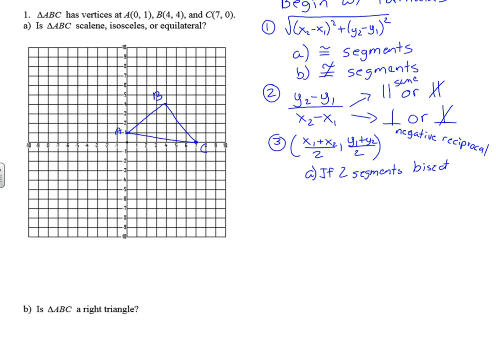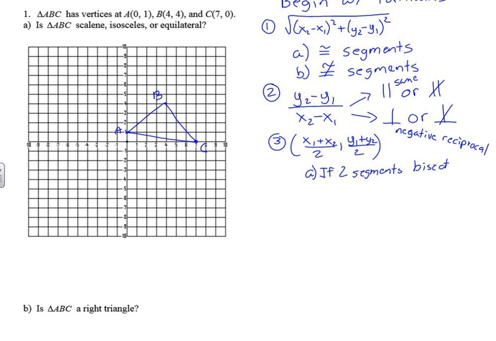The question is asking about the lengths. Scalene, none of the lengths are the same. Isosceles, 2 of the lengths are the same. Equilateral, all of the lengths are the same. So lengths is going to be our distance formula. That's the connection that we want to make.